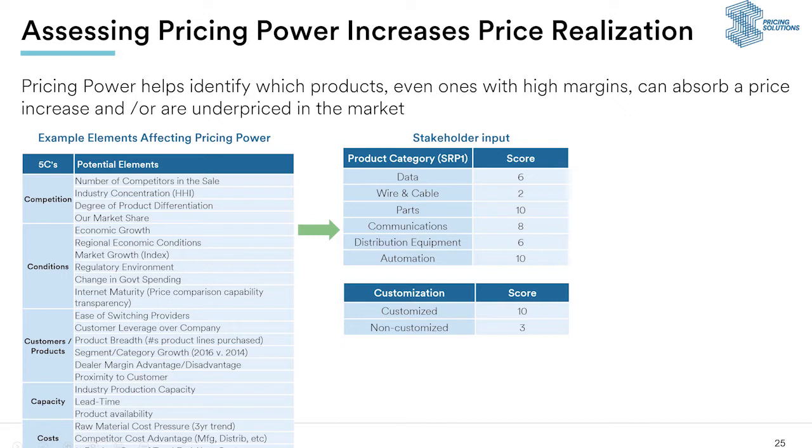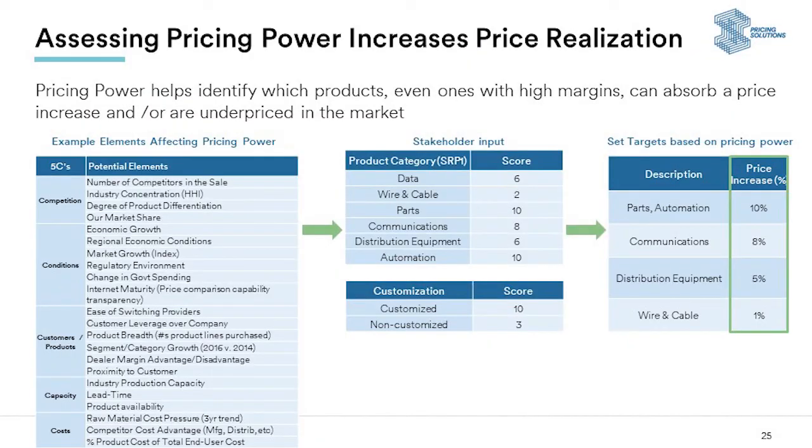So here I've got some different products, and we've scored them on a scale from 1 to 10. Some have scored a 2, some have scored a 10. Where it's a 10, we've got more pricing power. Where it's a 2, we've got less. So we're going to be more aggressive with the products that we have a 10 with. And then you basically build out your price increase strategy around those different scores.